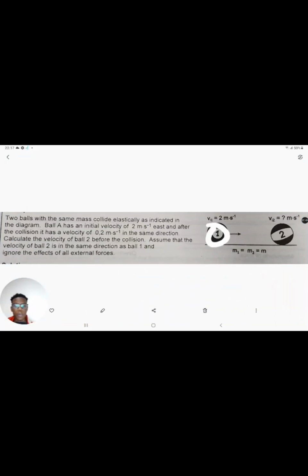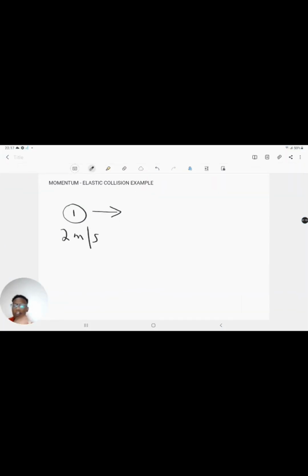So let's go right on ahead and see what we can do. Momentum, elastic collision example. We've got a ball, and the ball is moving in that direction with a velocity of 2 meters per second. Is it 2 meters per second? Yes, it is. And this is ball 1. And we've got ball 2 here also moving in that direction.